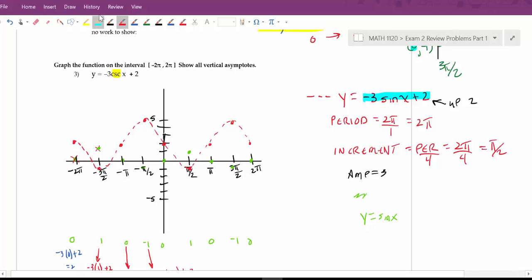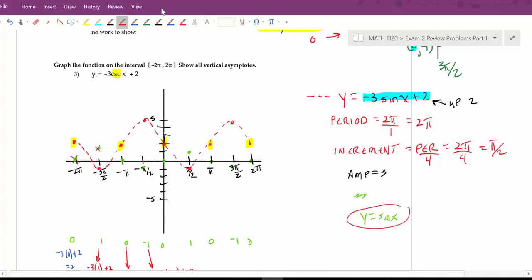So all these little green points right here, you can take those off now if you want to, because all those things were just graphs of y equals sine x. Okay, now the next thing we want to do is identify the asymptotes. The asymptotes are always going to occur at midpoints. The midpoint is halfway between the max and min. So all these things right here that I'm highlighting are midpoints.